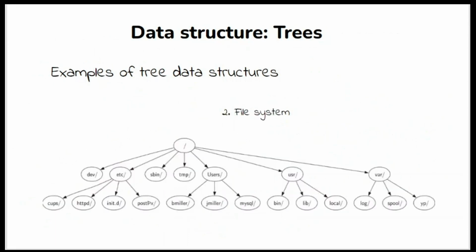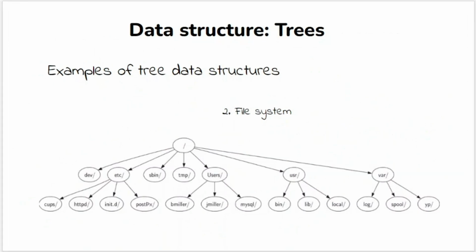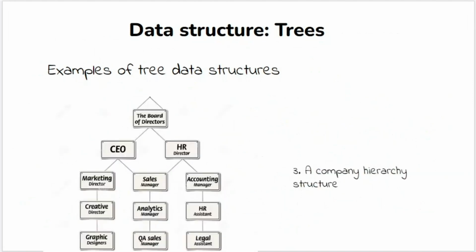And then we also have the file system. When you look at your computer, if you have played around with your command line interface, your command line tools at any point, then you would see that you're navigating from one structure to the other, going in and out of it. That's a file system, which also uses the tree data structure.